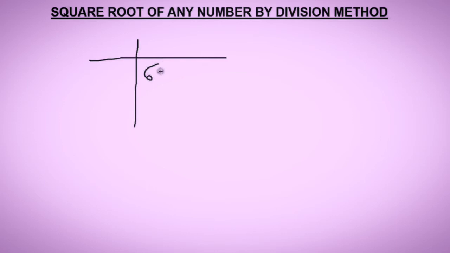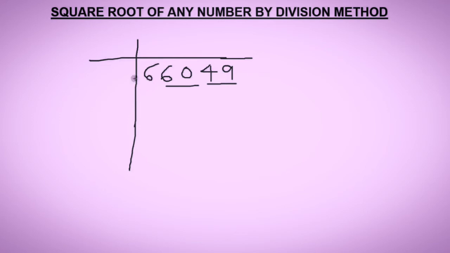Now let us take one more example. Let us take the example of a 5-digit number. So the number is 66,049, right? Now start pairing from right to left. We end up with 2 pairs and 1 unpaired digit, so there are 3 bars. Now we have to take a number whose square should be less than or equal to 6.